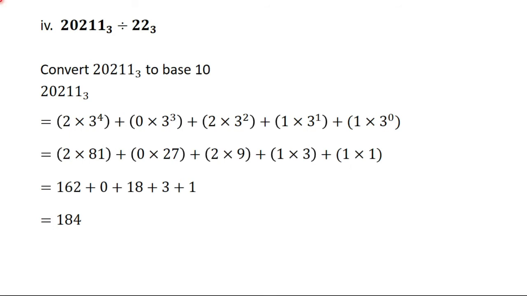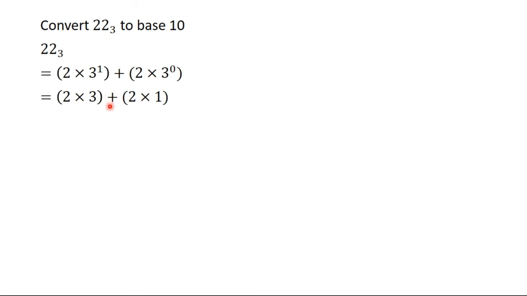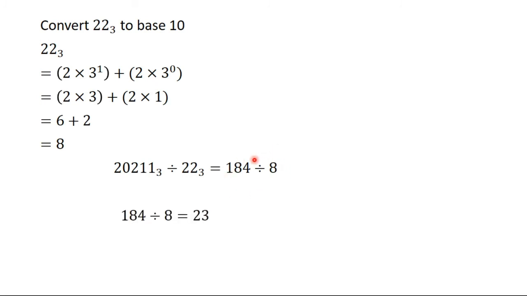Now you convert 22 base 3 to base 10. That is the next step, and that is going to give us 2 times 3 exponent 1 plus 2 times 3 exponent 0. And this is going to give us 2 times 3 plus 2 times 1. 2 times 3 is 6, 2 times 1 is 2. 6 plus 2 will give us 8. So we now know that 20211 base 3 is 184 base 10. Then 22 base 3 is 8 in base 10. So we can divide this since they are already in base 10. 184 divided by 8, if you punch that on your calculator, you are going to get 23.